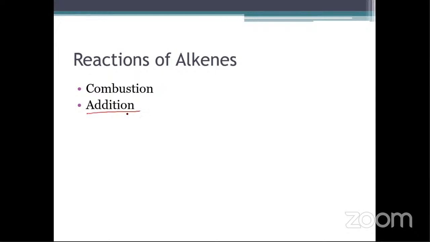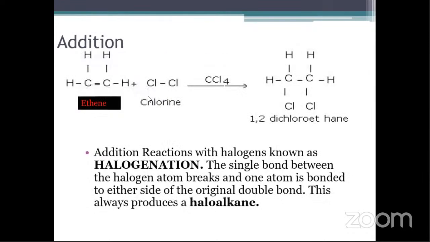All right, so addition is exactly what it says. It's you adding another atom to the molecule. While in substitution, you are taking out an atom and replacing it with something else. So in substitution reactions, like halogenation, for example, you take out a hydrogen and replace it with a chlorine or a bromine or iodine. But in addition, you don't take out anything, you just add something else to it. So we're going to talk about that.